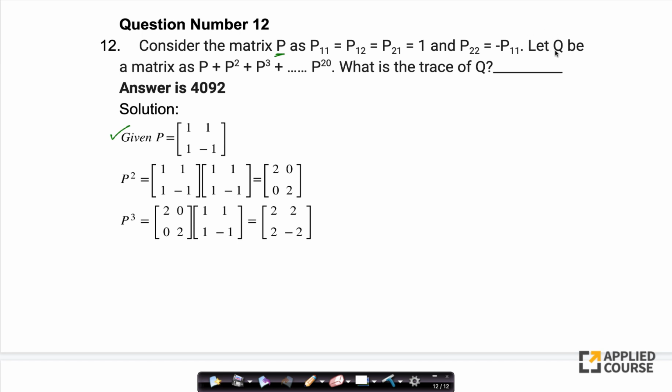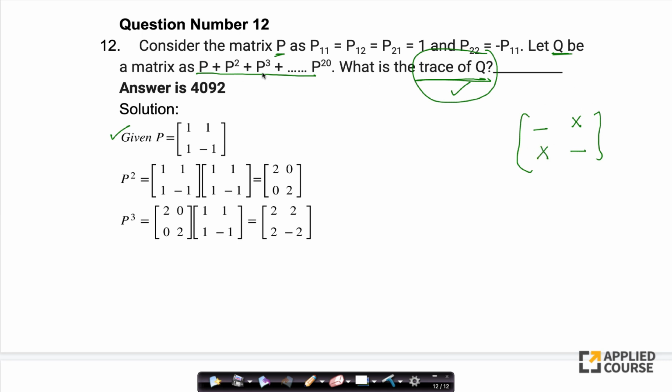Now the question here is, let Q be the matrix that you obtain by performing the sum of P, P square, P cube, and so on, up to P power 20. The question here is, what is the trace of Q? Not what is the value of Q, but what is the trace of Q? Trace basically means I only care about the diagonal elements. I don't care about the non-diagonal elements.